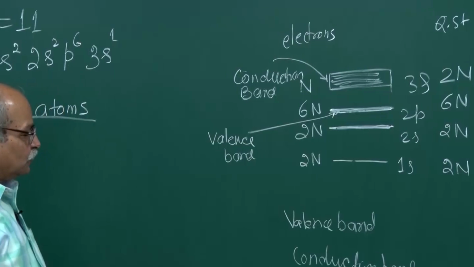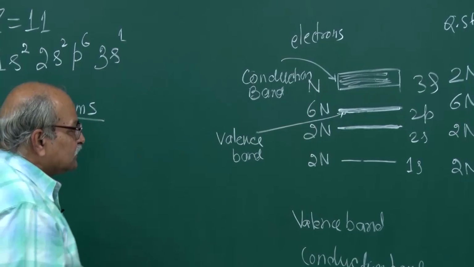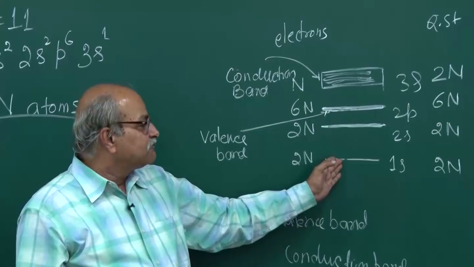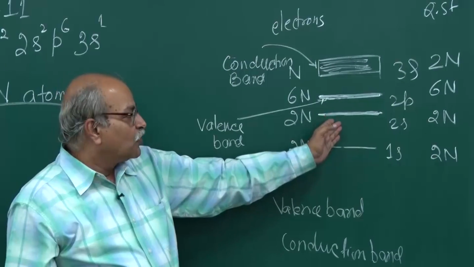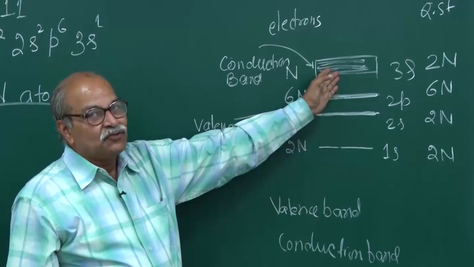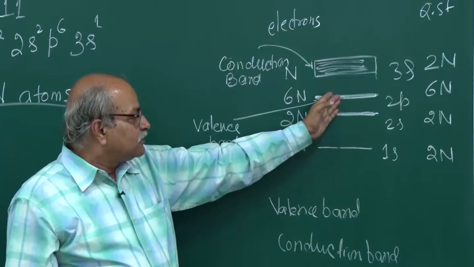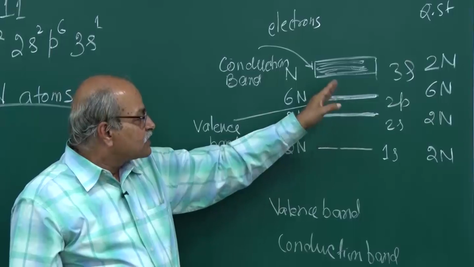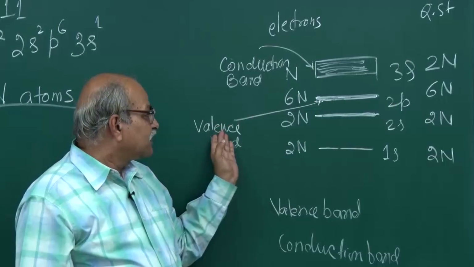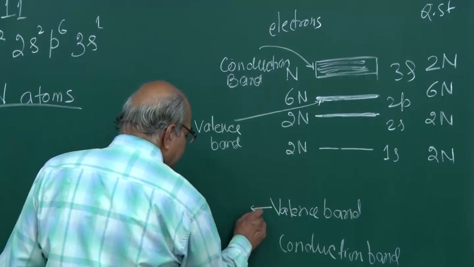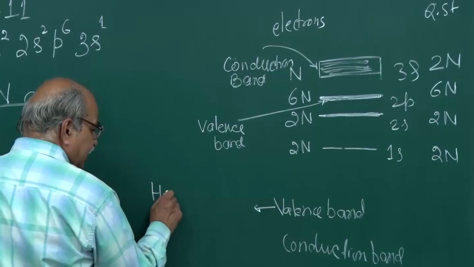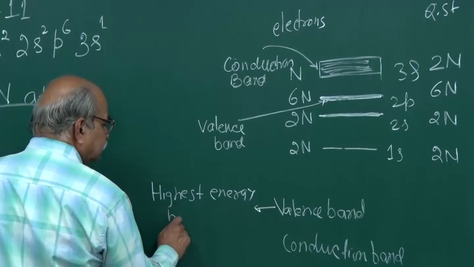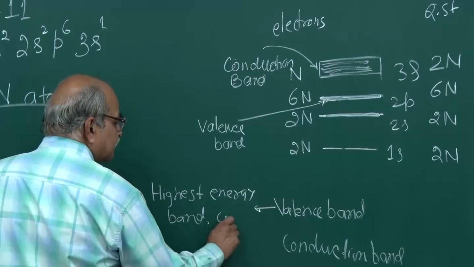So, how do I identify them? For the valence band, you start from the lowest energy band, completely filled, go up, completely filled, go up, completely filled, and then this is not completely filled. So, that last band in energy going up, the highest energy band which is completely filled, will be called the valence band.